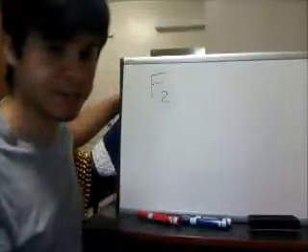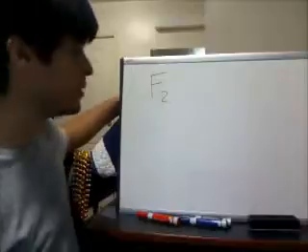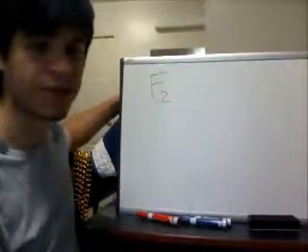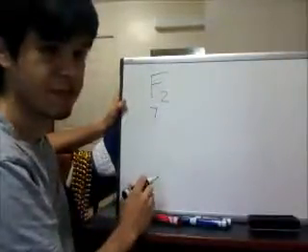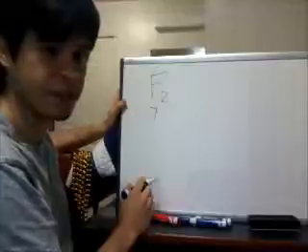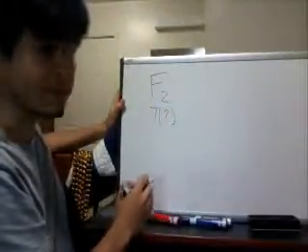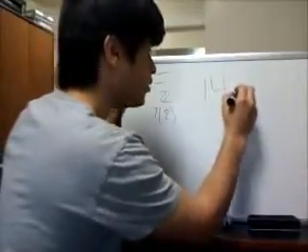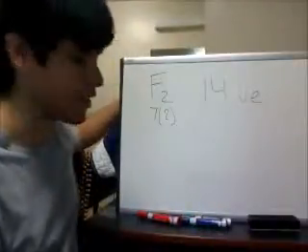Let's start with F2. The first step that we're going to take in determining the Lewis structure of F2 is to determine the total number of valence electrons in the molecule. So I have 7 valence electrons for fluorine because it's in group 7A. We'll multiply that by 2 since there are 2 fluorines. So we get a total of 14 valence electrons.